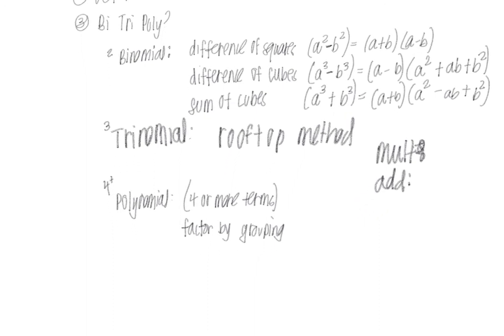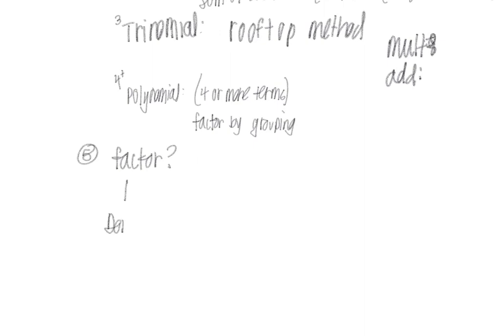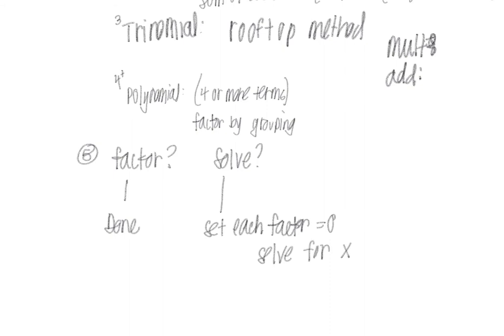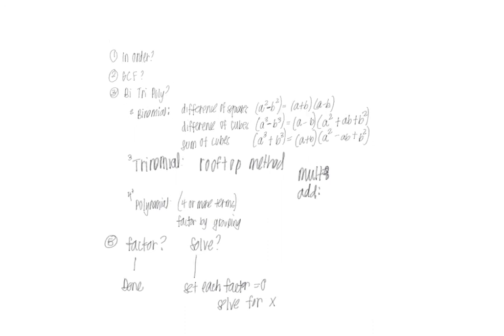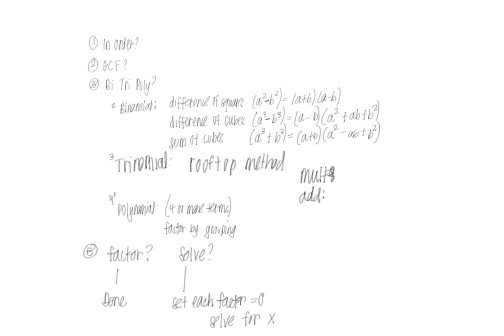And then once you identify what type of function you're dealing with and use the correct method and factor it, if the directions say factor, you're done. If they say solve, set each factor equal to 0 and solve for x. You can use this template or these steps for every single problem, every single one of them.